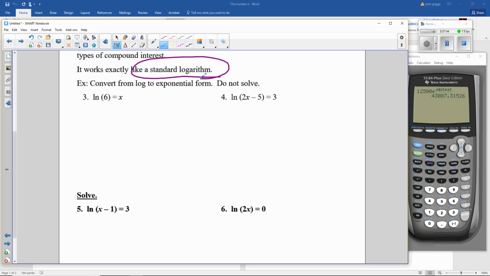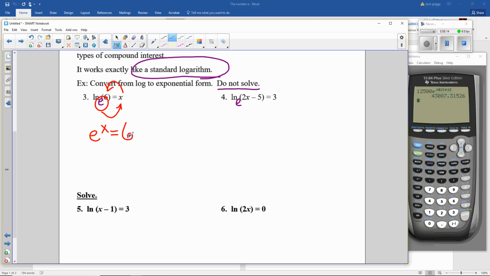The directions here say convert from log to exponential form. Again, do not solve. In number 3, no base is given, so it's e, the number e. Remember, that is a number in the calculator. So in 3 and 4, I inserted the base, and now I'm going to do the swirly method. It's e raised to the x power equals 6.